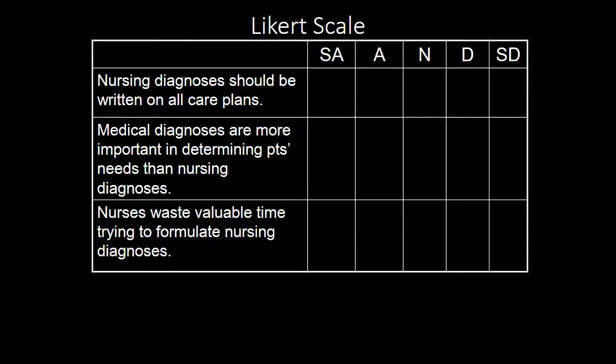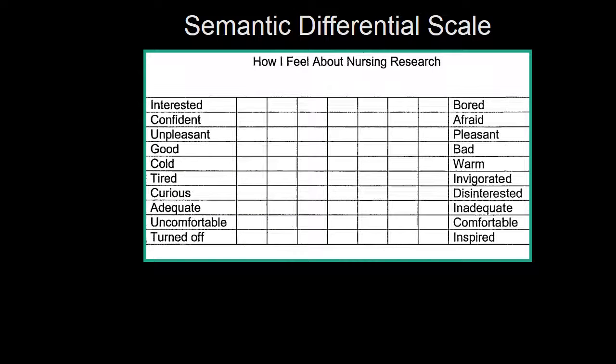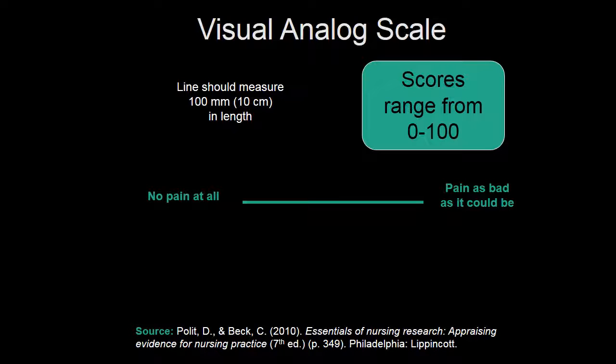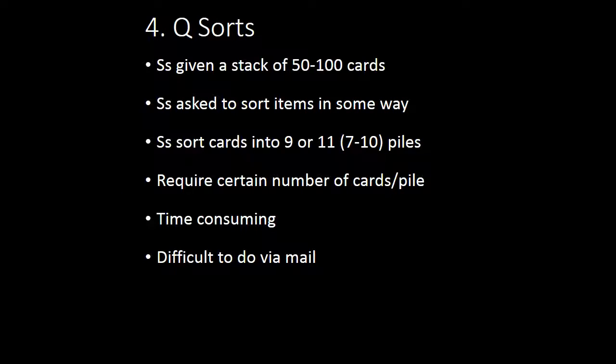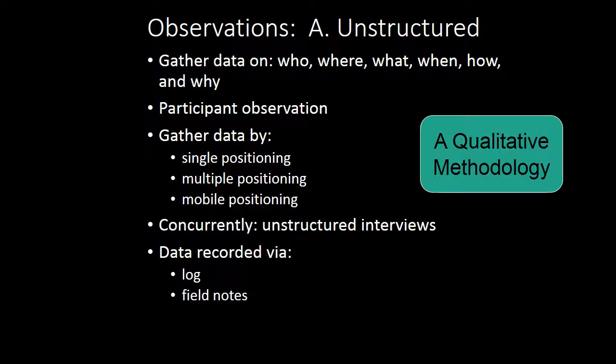So we'll take another look. This is an example of a Likert scale that you've seen. Here's three statements, and then there's strongly agree. This is an example of a semantic differential scale. And this one is how I feel about nursing research. This is an example of a visual analog scale. You can mark next to the text it gives. These are also examples of visual analog scales, and you can see faces again, one line that measures exactly 100 millimeters or 10 centimeters in length. Q sorts give a stack of 50 to 100 cards, and you ask them to sort them in any way. Another type of qualitative method is unstructured observations.